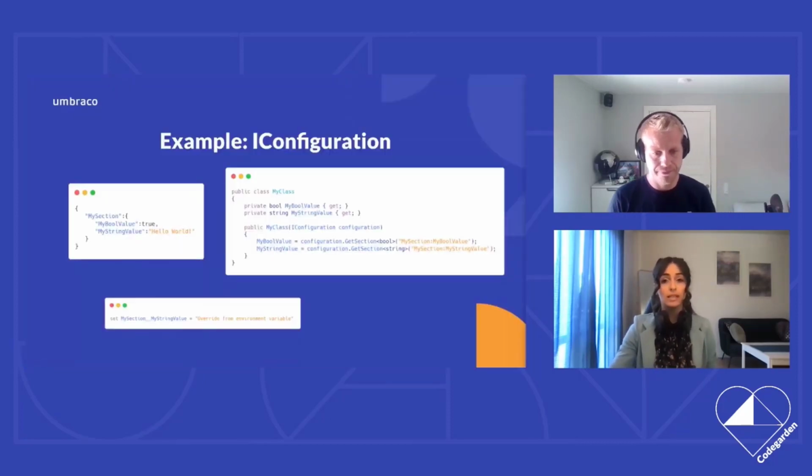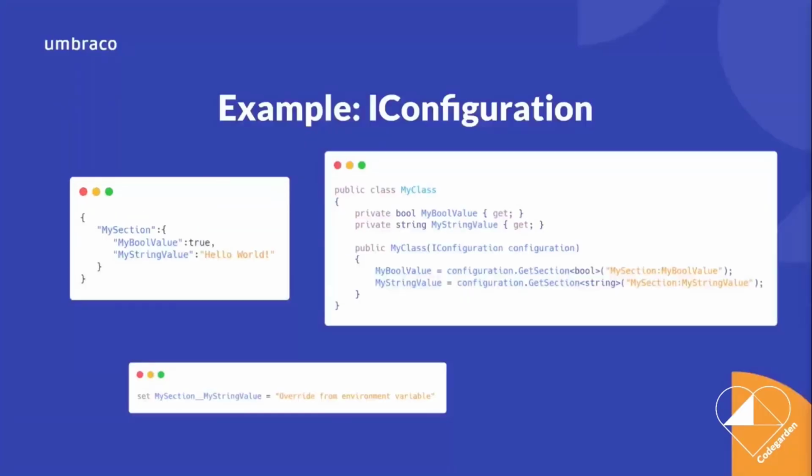Here we have a simple example of how IConfiguration can be used. We have set up some configuration in appsettings.json in the upper left corner, a section named MySection with two keys, MyBoolValue being true and MyStringValue being "hello world". There is also an environment variable with the value "override from environment variable", as you can see. Note that with environment variables, you need to use double underscores to indicate a section.